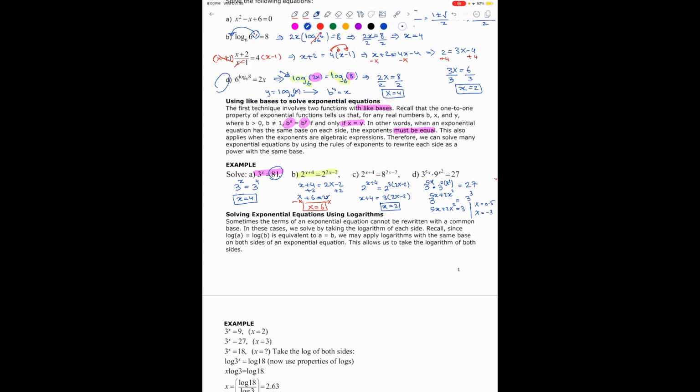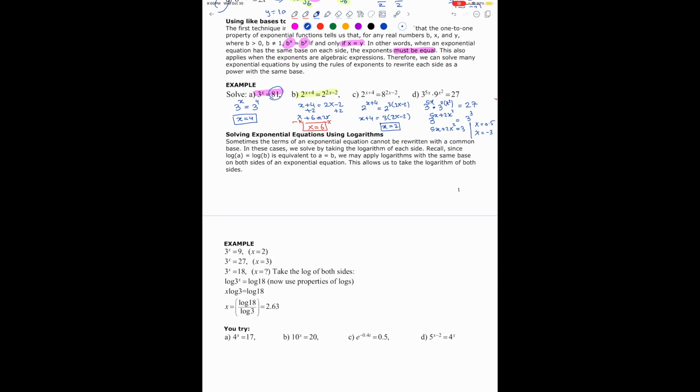We may apply logarithms with the same base on both sides of an exponential equation. This allows us to take the logarithm of both sides, bringing down the power. So the power of logarithm is being able to bring any power down, and that is mostly what we need to solve exponential equations. Here is an example.